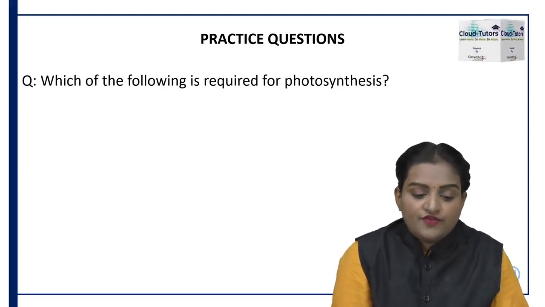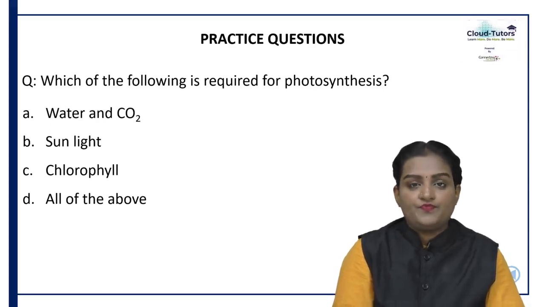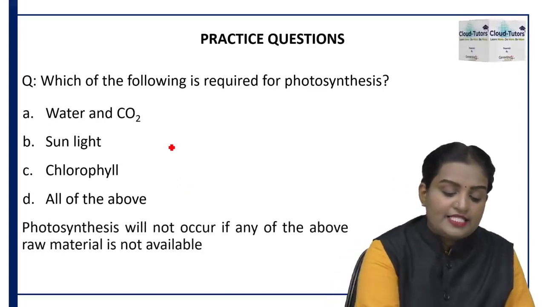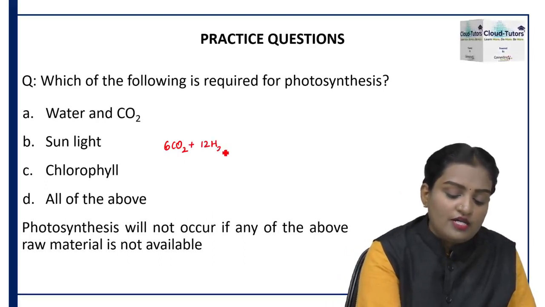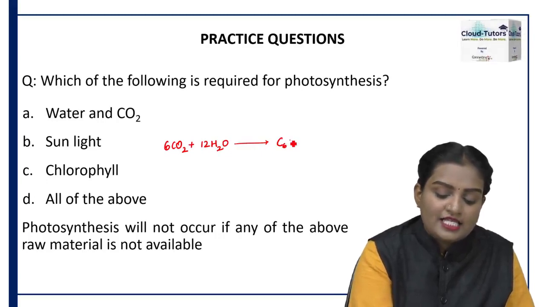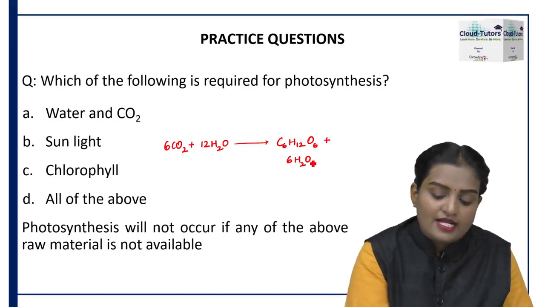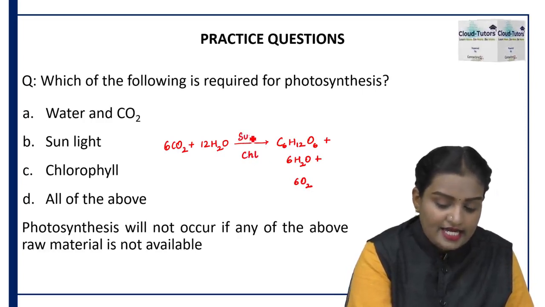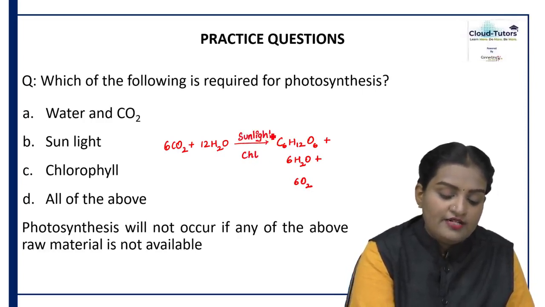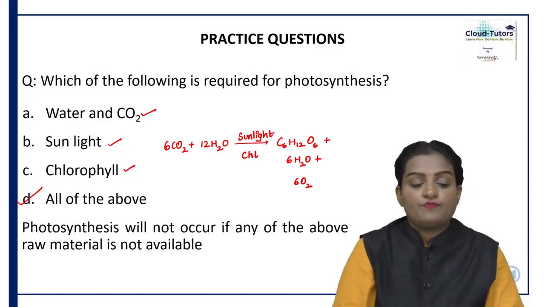Next question. Which of the following is required for photosynthesis? Options: water and CO2, sunlight, chlorophyll, all the above. We know that the photosynthesis equation is 6 CO2 plus 12 H2O will give you C6H12O6 plus 6 H2O and 6 O2. And for this we need chlorophyll and sunlight, correct? So what are all needed? We need water, CO2, sunlight and chlorophyll. So the answer is all of the above.